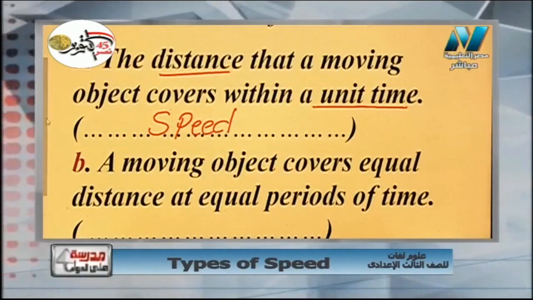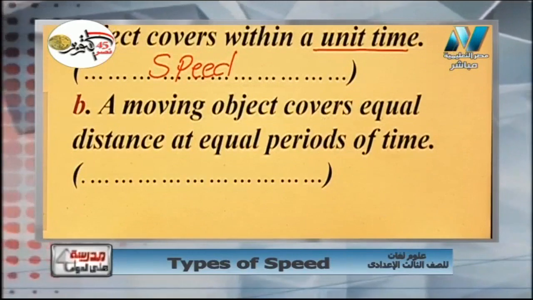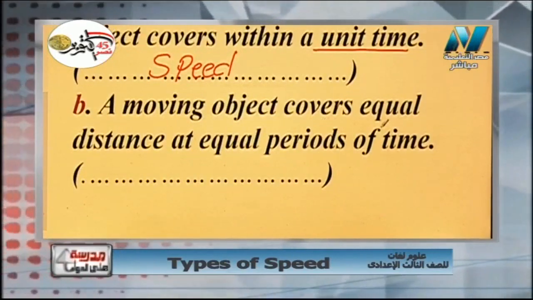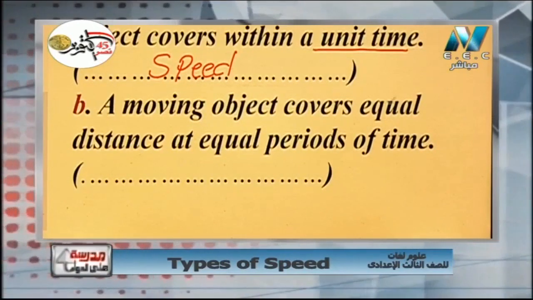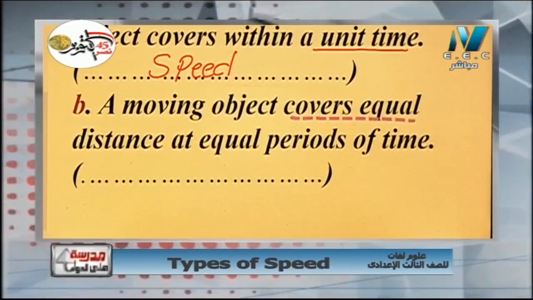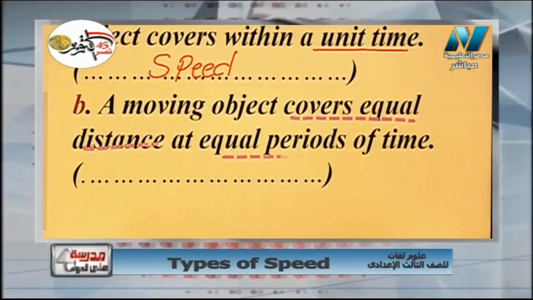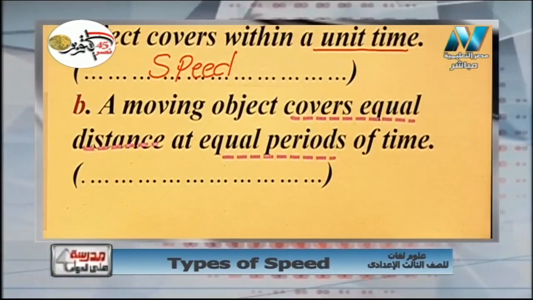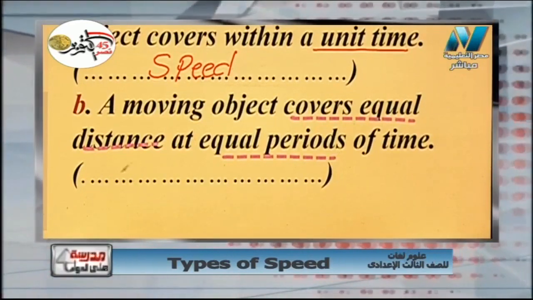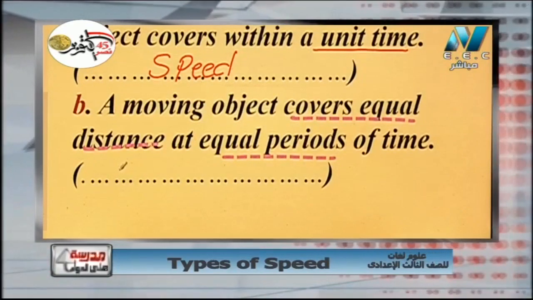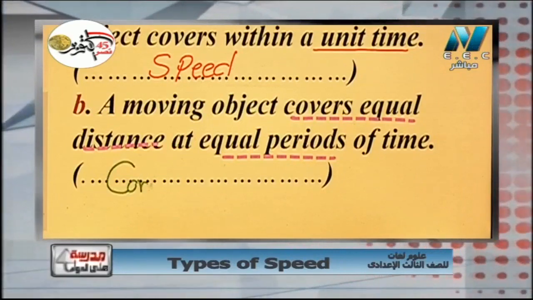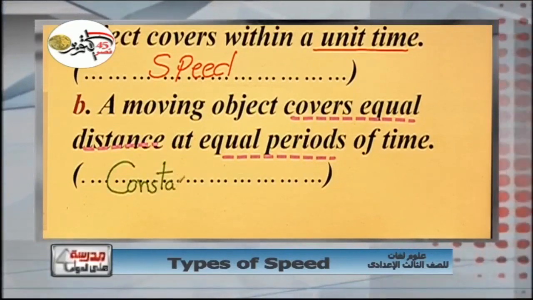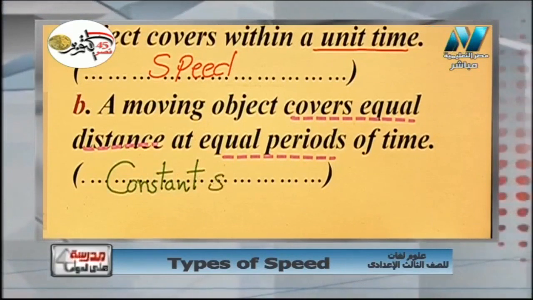The next question: a moving object covers equal distances in equal periods of time. So we have equal distances and equal periods of time. So we talk about speed, but what speed here? We talk about regular or uniform or constant speed. Constant speed.